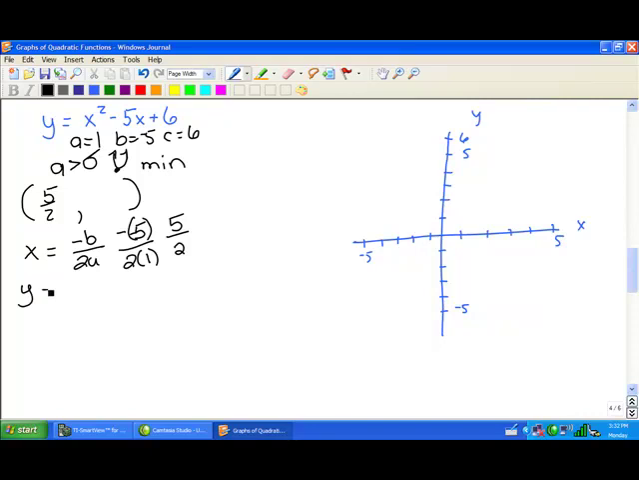For the y-coordinate, we plug our x-coordinate into our function.